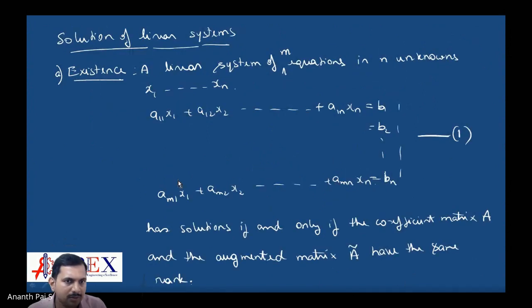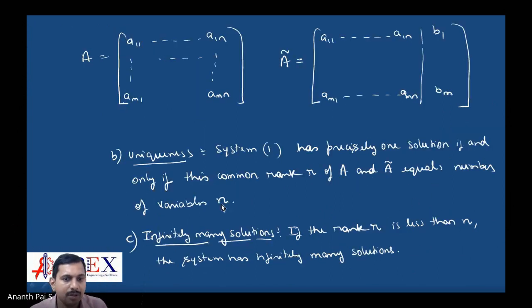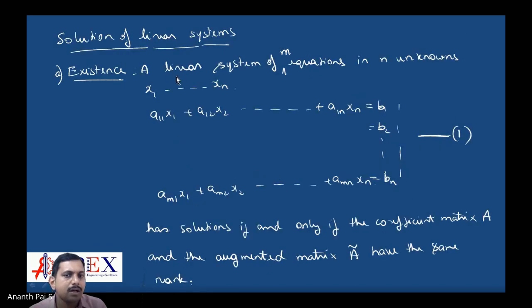Now the existence of a solution of a linear system. This is another one based on rank. That time we had seen it using row echelon form; here we are seeing it in terms of rank. A linear system of m equations and n unknowns has a solution if and only if the coefficient matrix A and the augmented matrix have the same rank. It is similar to finding the row echelon form. So if the augmented matrix and the coefficient matrix both have the same rank, then it has solutions.